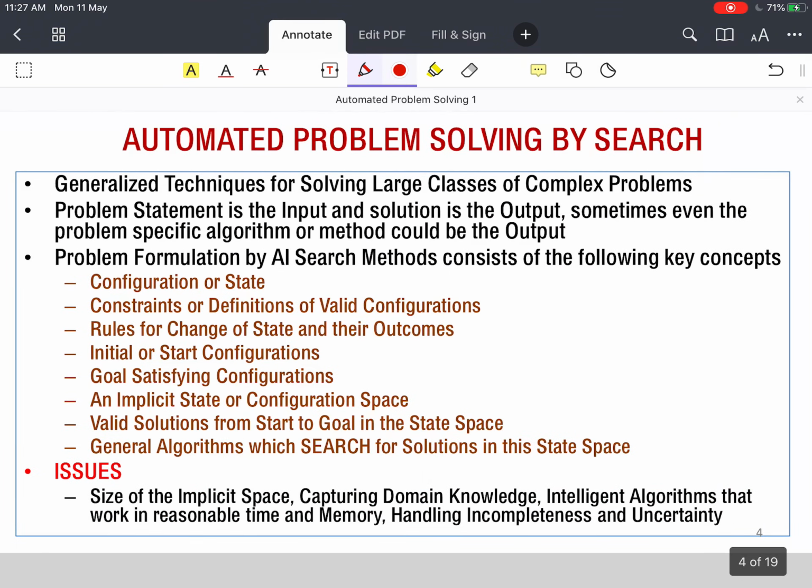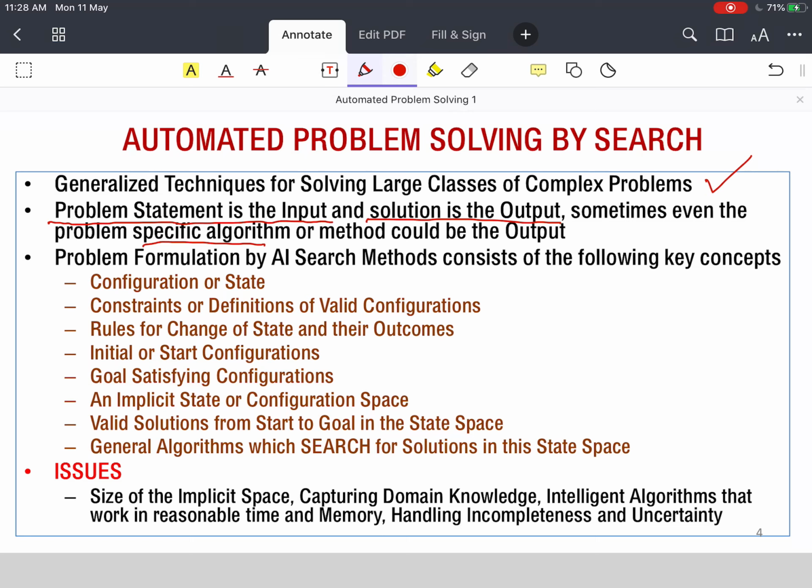So we now come to the automated problem solving by search. This is the topic which we are interested in. As I have just mentioned, it is a generalized technique for solving large problems. Here, instead of every problem having its own solution, the problem statement is the input and the solution is the output. Sometimes even the algorithm which finds the solution could be the output.